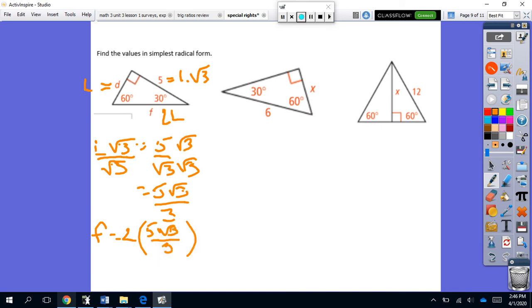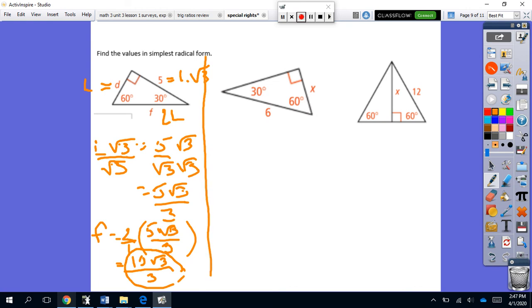Remember, when you multiply an integer by a fraction, it's like multiplying an integer over 1, you multiply the numerators, so 2 times 5 square root of 3 would just be 10 square root of 3. And the bottom is 1 times 3, which is just 3. So 10 square root of 3 over 3.